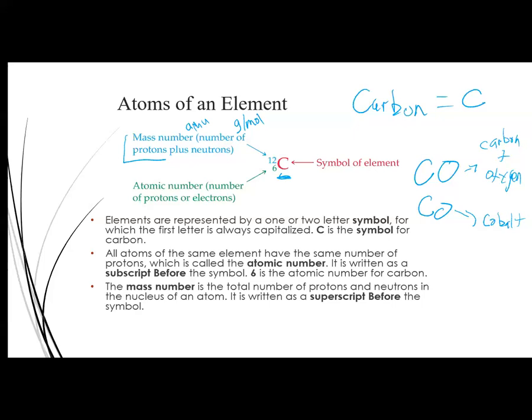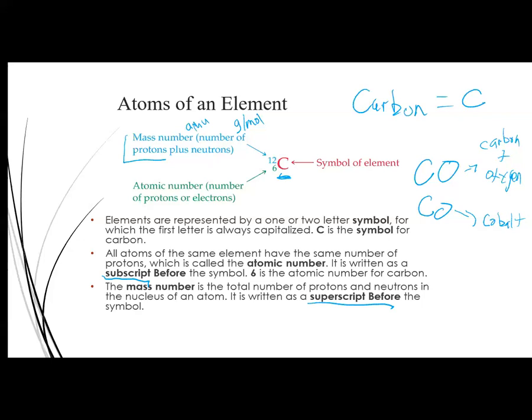The number before the C, but on the bottom side, is our atomic number. A lot of times that atomic number doesn't get written, because carbon is always defined as having the atomic number of 6. It's why, when you look on the periodic table, carbon will have that number associated with it. So the mass number is the superscript before the symbol, and the atomic number is the subscript before the symbol.